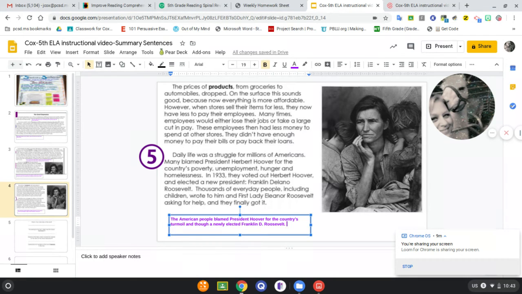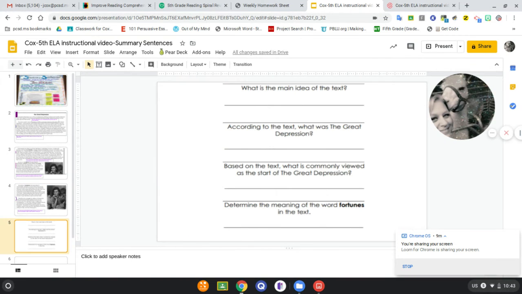And the next step to this summary sentences is to use our summary sentences to answer comprehension questions about the text to see if we truly understand what we read. So the first question here is, what is the main idea of the text? And if you'll remember, I told you our title, our first paragraph, and every paragraph after that were all directly related to the Great Depression.